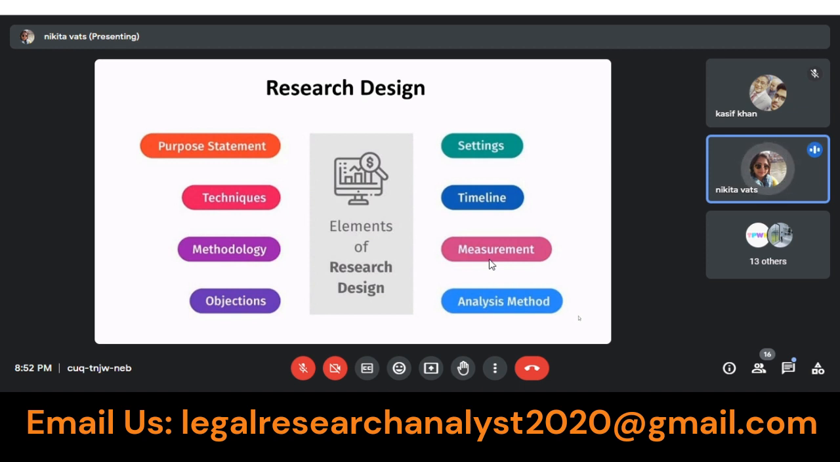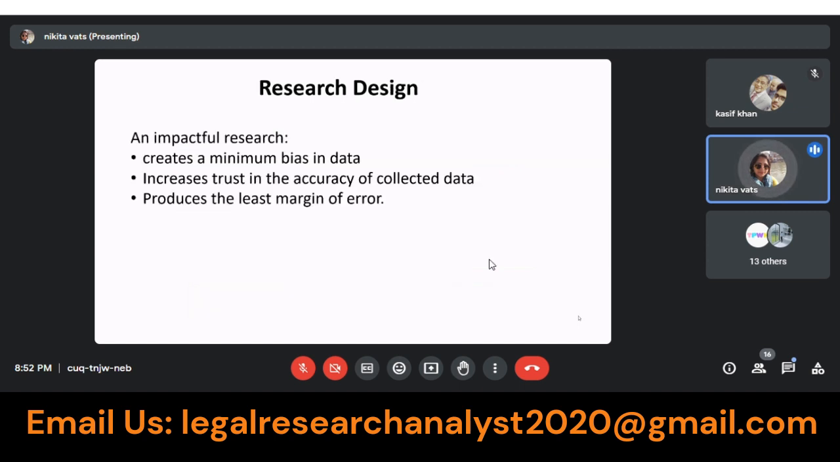So a lot of things will come at a later stage in your research. But we'll be talking majorly about the methodology part today. And techniques we have already discussed in the previous session. So an impactful research should have a minimum bias in the data that we discussed yesterday. I hope you understand why it is very important to have a minimum bias. An impactful research will increase the trust in the accuracy of collected data.